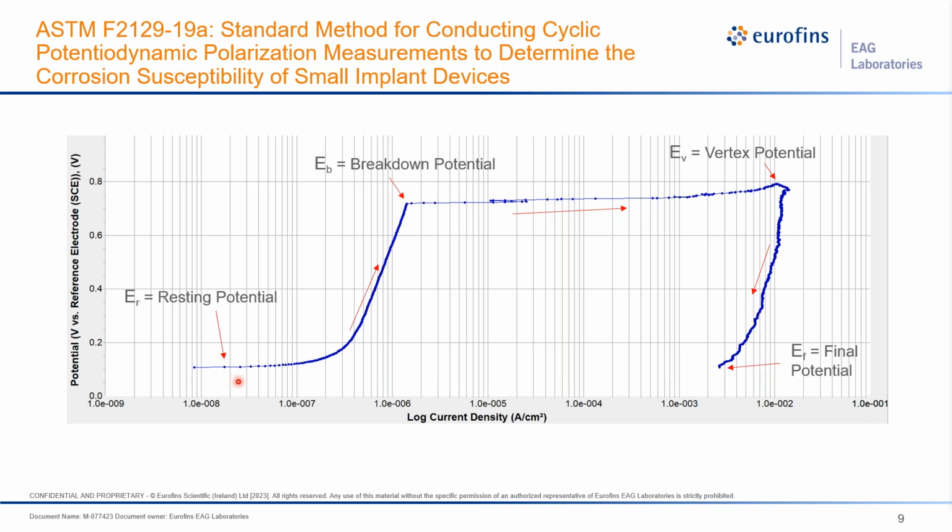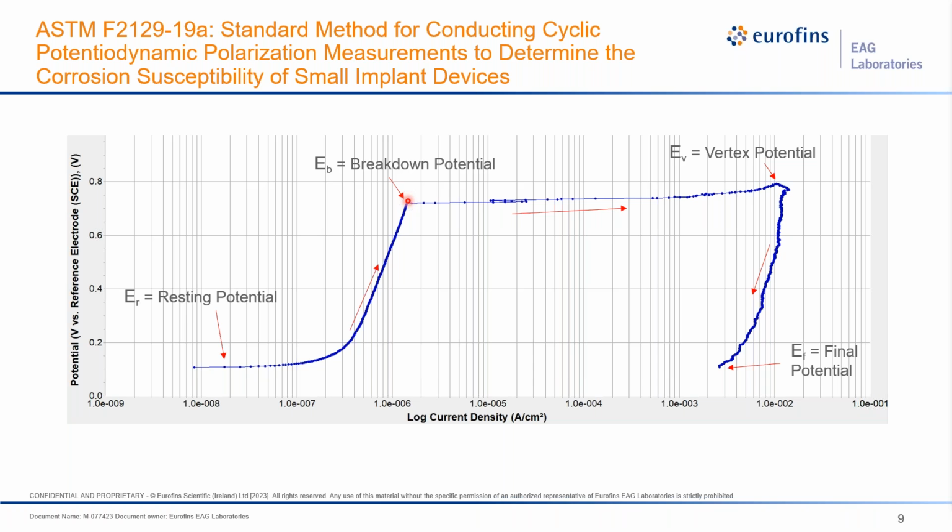For this scan, the resting potential is 0.107 volts. The resting potential is defined as the potential of the working electrode relative to the reference electrode measured under virtual open circuit conditions. The scan begins at the resting potential and moves in a noble or anodic direction until a breakdown potential is reached. The breakdown potential is the least noble potential at which corrosion damage will initiate and propagate. The breakdown potential is 0.725 volts in this scan.